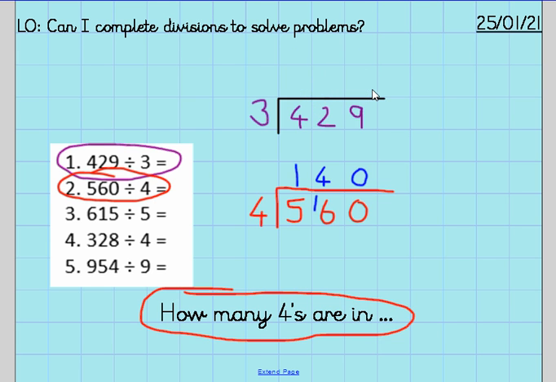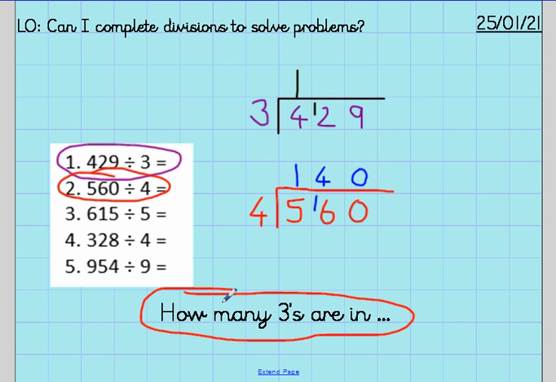So I'm just going to go back through one of these examples with you just so you can re-watch it if you need to. Now, our question, how many 4s? If we're thinking about the first question, that's how many 3s are in. So we're going to work along. How many 3s are in 4? I know I can get one whole lot of 3 into there, and I'm going to have 1 left over.